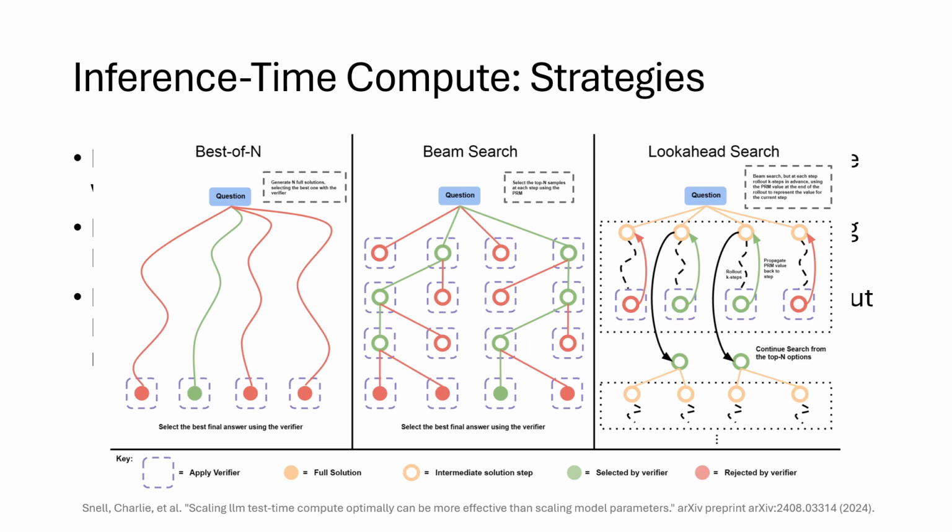The best of n is where we sample n solutions and only provide the supervision or reward signal at the end, and then we can pick the best one from these n solutions. Beam search is where at each step we intensively query the process reward model to help us pick the top n samples to keep expanding. And look-ahead search is where we roll out k steps and perform an expensive next step.